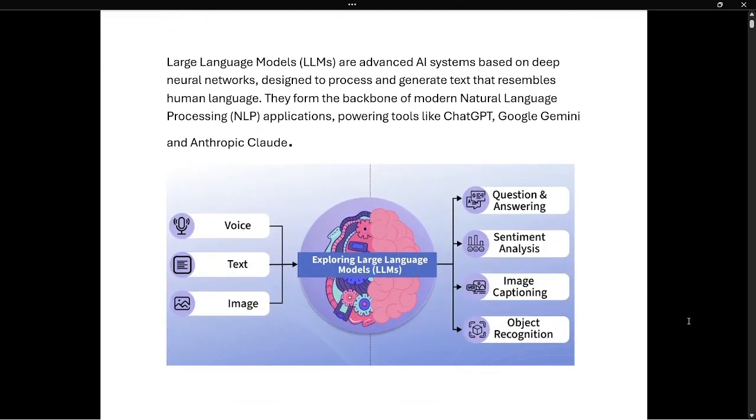So what does LLM basically do? It does question answering, sentiment analysis, image captioning, and object recognition. Whenever we pass voice, text, or an image to the LLM along with a prompt, then based on our prompt it will give the result. If you are asking a question, it will give the answer. If you want some analysis, it will do the analysis. If you want to change some image, it will change the image. It will do object recognition. So everything is doable by this GenAI LLM.